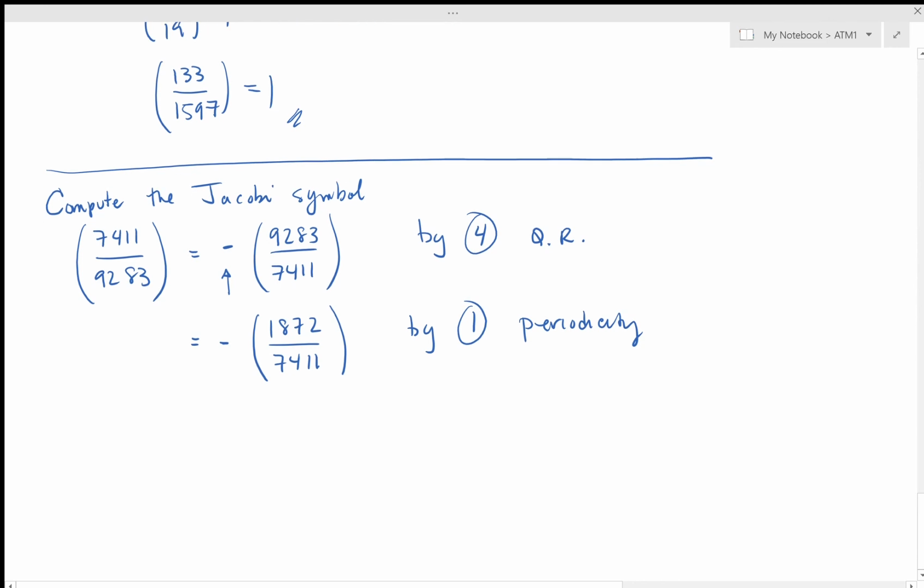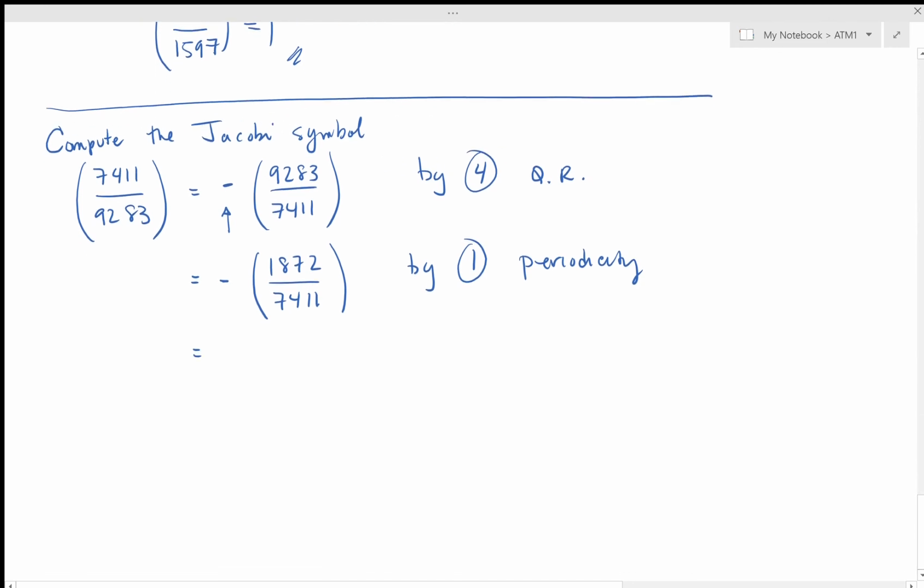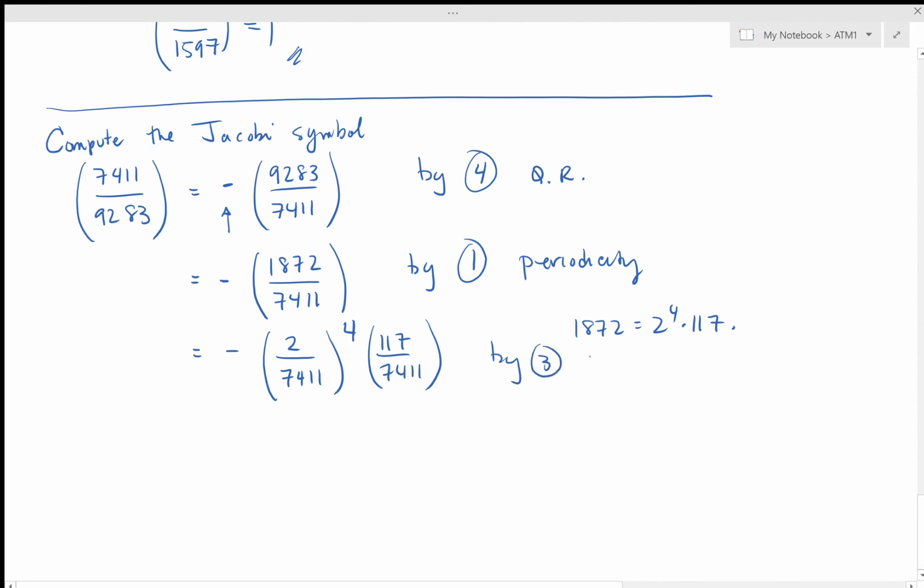Okay, so I keep going. I now factor 1872, and I factor that into 2 to the 4 times 117. Okay, so here it is: 1872 is 2 to the 4 times 117. So that is 2 over 7411 to the 4, and then here I have 117 over 7411. That is by property 3, the multiplicative property.